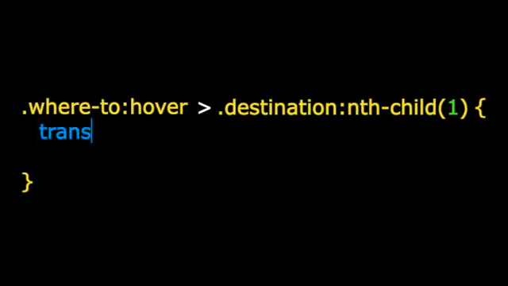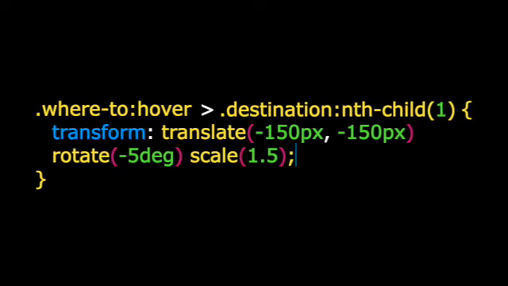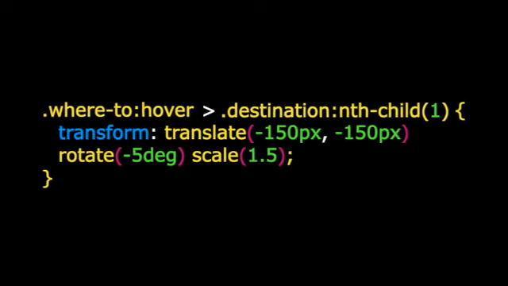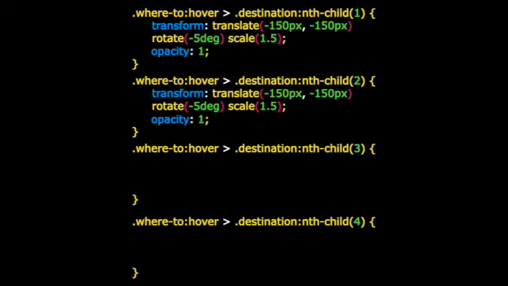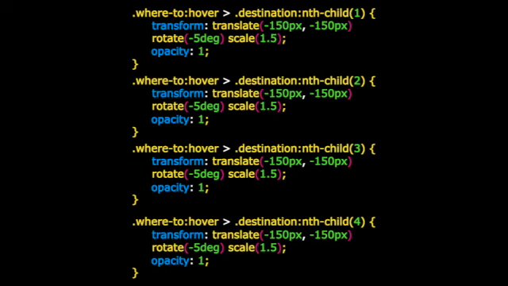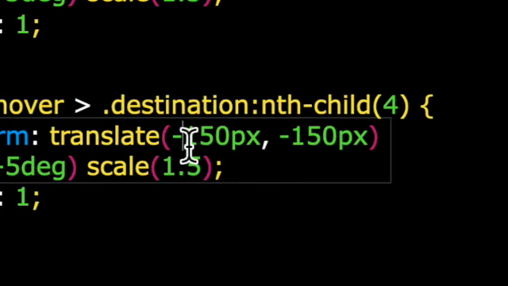Here, we type in the Transform Translate properties, add a slight rotation, and scale it to 1.5. Since the opacity of these divs started at 0, we need to set it at 1. We are going to copy all these settings, but change the negative signs accordingly depending on where we want to set the position of the images.